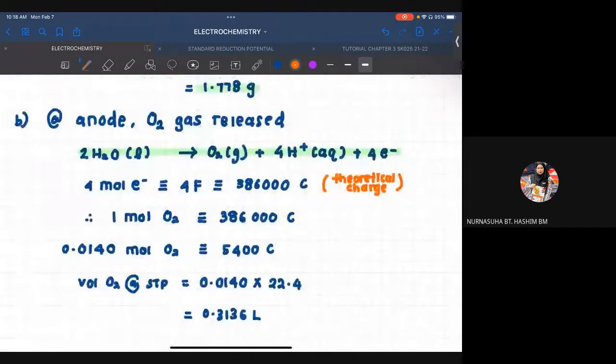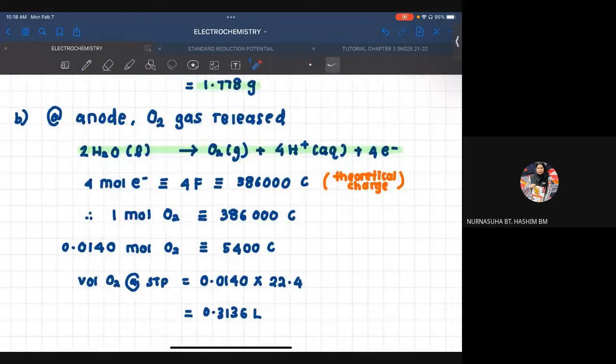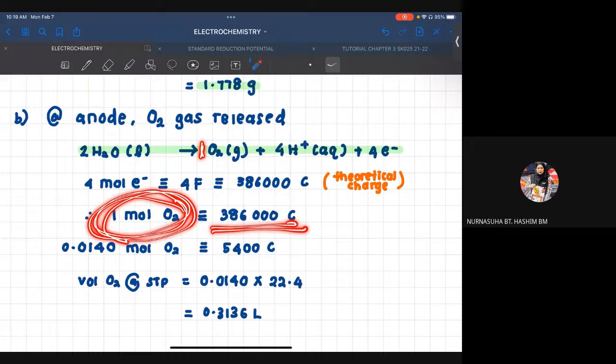Okay, so itu secara teorinya lah. So basically from the equation, to produce 1 mole of oxygen gas, you need 386,000 coulomb. Okay, so you need this much. However, you only have this much, 5,400 saja. So do the darab silang things.